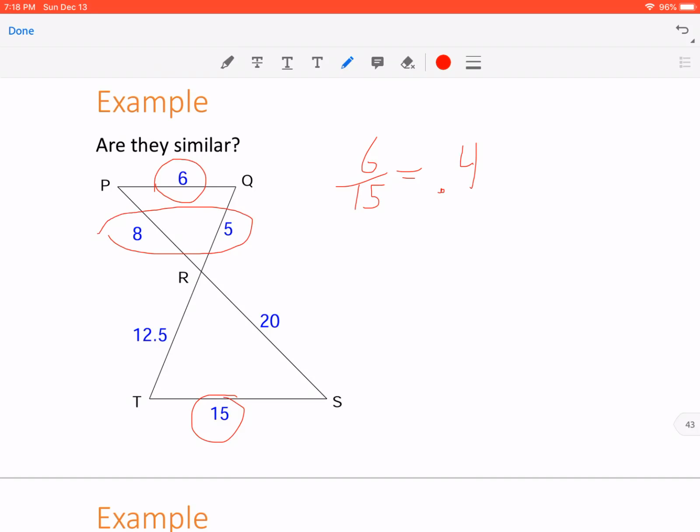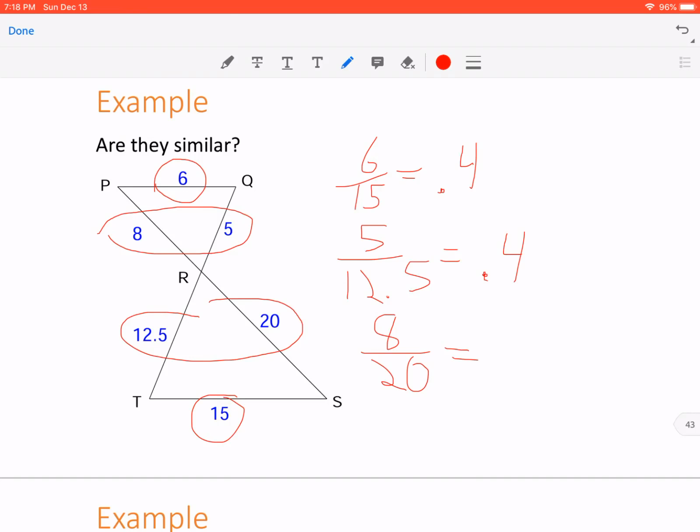Well, look at your two numbers here between 5 and 8. 5 is the smaller number. It should go with the smaller number down here. So 5 should go with 12.5. So if you do 5 divided by 12.5, that's 0.4. Well, then that means 8 must go with 20. And if you do 8 divided by 20, that's 0.4. So are they similar? Yes. Why are they similar? Side, side, side.